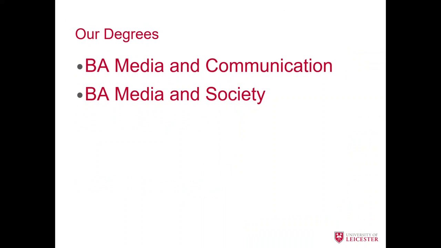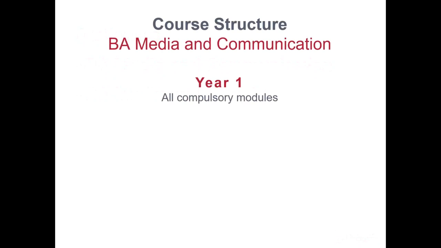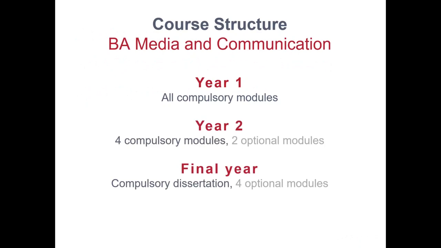So these are our two degrees. BA Media and Communication, and Media and Society, which is a joint degree with our sociology colleagues. And this is the overview of the course. You'll see that we have Year 1 compulsory modules. In Year 2 we have compulsory modules, but you'll notice we have optional modules. And in your final year, you have a dissertation plus 4 optional modules. So as you move through the degree, you have opportunities to have optional modules.